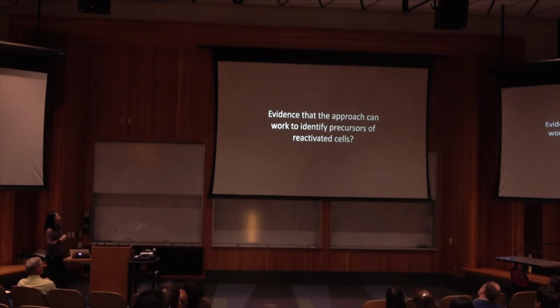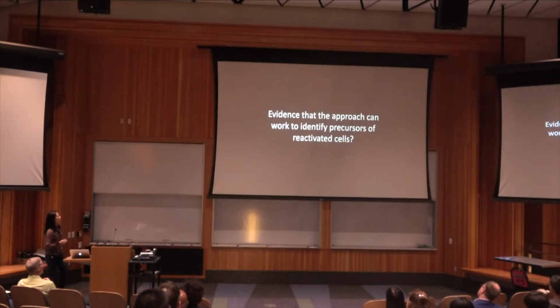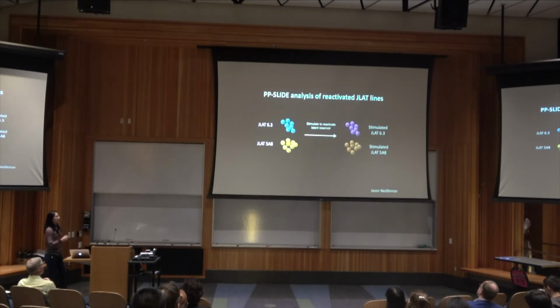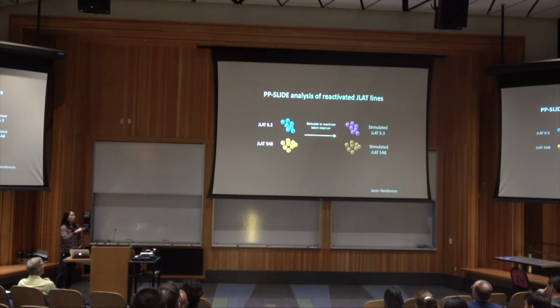Okay, so before jumping into working with patient samples, we wanted to first do a proof of concept experiment to demonstrate that this approach can generally work to identify precursors of reactivated cells. And so we started with a simplified system of JLATs. Many of you probably know that JLATs are a latently infected cell line derived from JRCATs. As it turns out, JLATs have been cloned by different labs, and so different clones of JLATs exist. And because they were cloned and propagated by different labs, distinct phenotypic properties developed over time in these different clones.